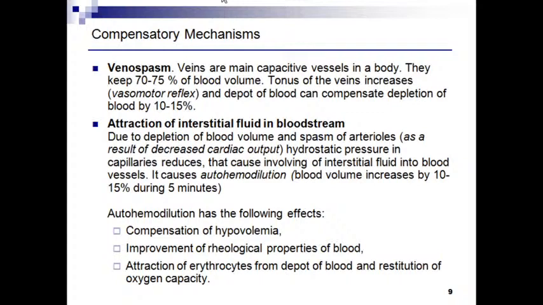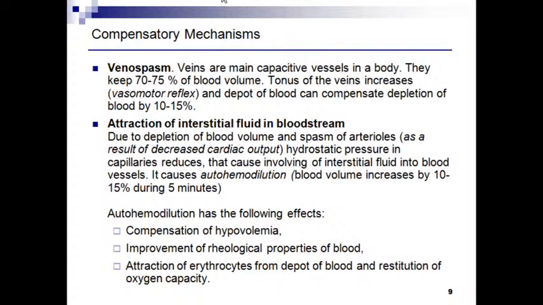Venospasm. Veins, as you know, are the main capacitive vessels in the body. The veins keep from 70 to 75% of blood volume. The venous system is a capacitive system. One of the functions of the venous system is keeping of blood. Tonus of the veins increases, this is a vasomotor reflex, and the flow of blood can compensate for blood loss by 15%.